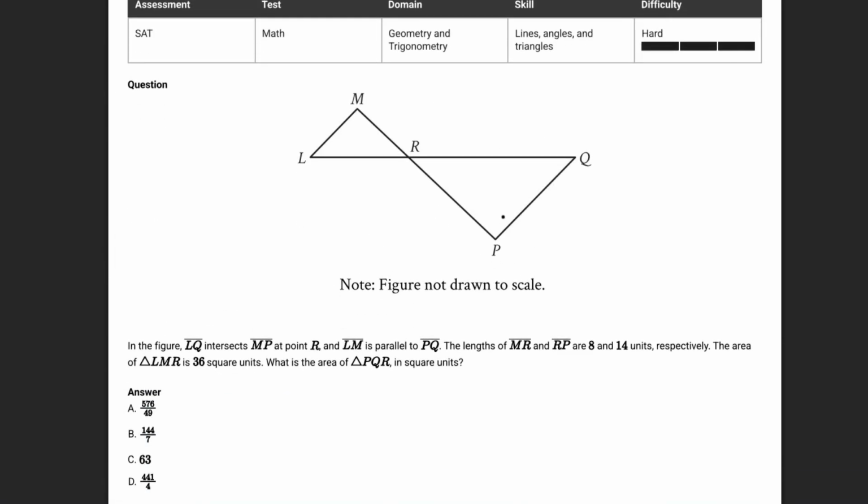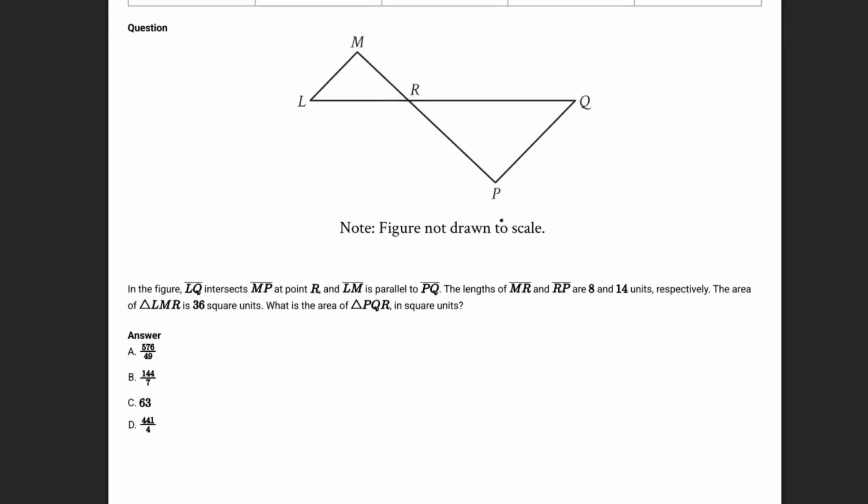Okay, next question. In the figure, LQ intersects MP at point R and LM is parallel to PQ. The lengths of MR and RP are 8 and 14 units respectively. The area of LMR is 36 square units. What is the area of PQR in square units?